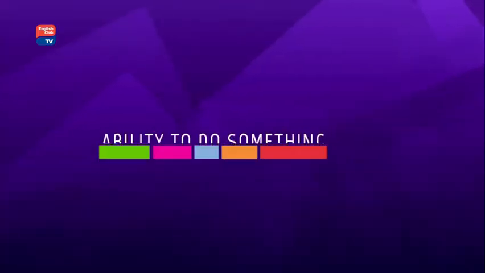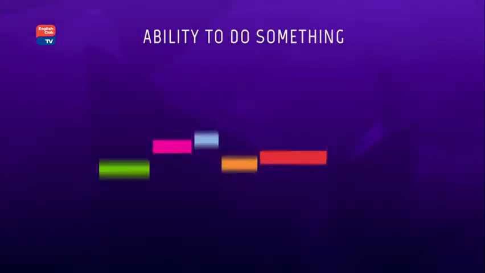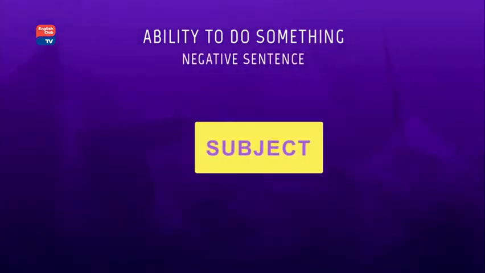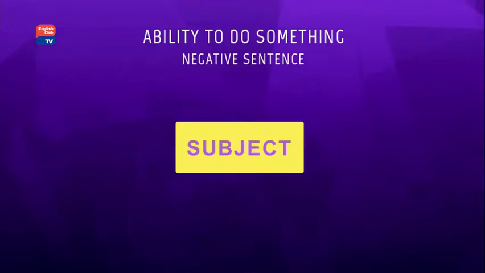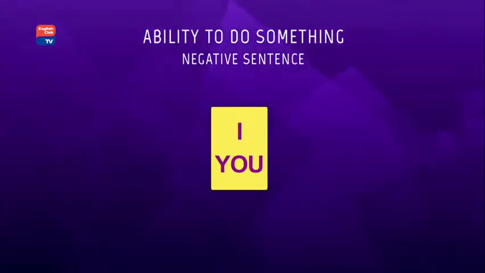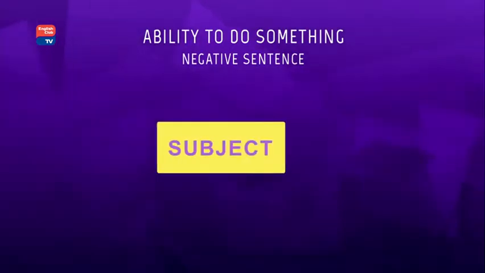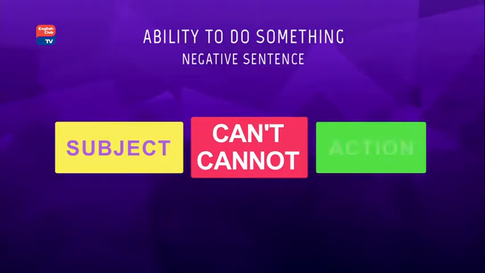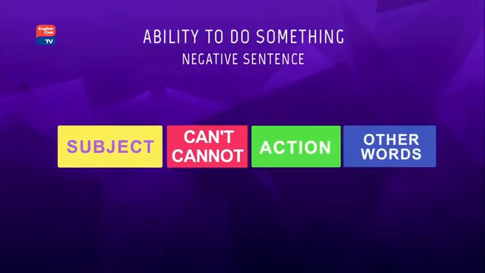To form a sentence with the helping word can in a negative form, we do the following. First, we mention the subject. In other words, the person, people, or thing. For example, I, you. Then we add the helping word can't or cannot together with our action word and only then all the other words you need.